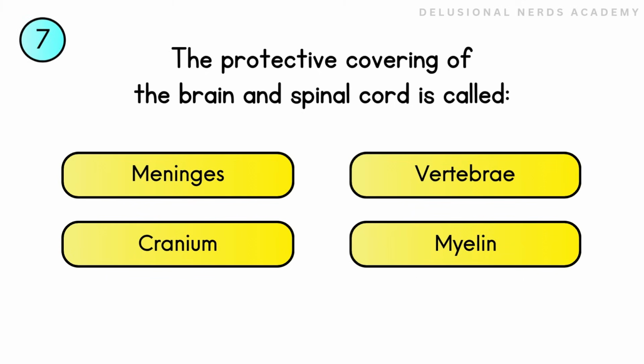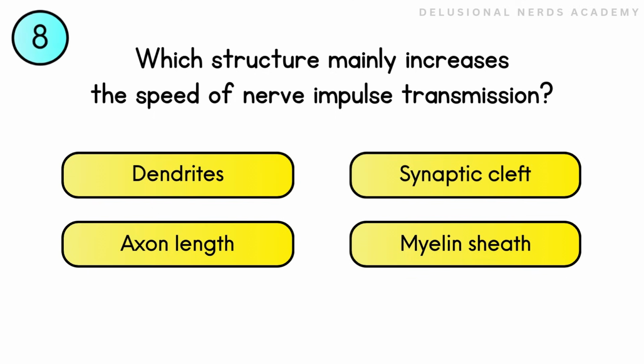The protective covering of the brain and spinal cord is called... Meninges are membranes that protect the central nervous system. Which structure mainly increases the speed of nerve impulse transmission? Myelin allows impulses to travel much faster.